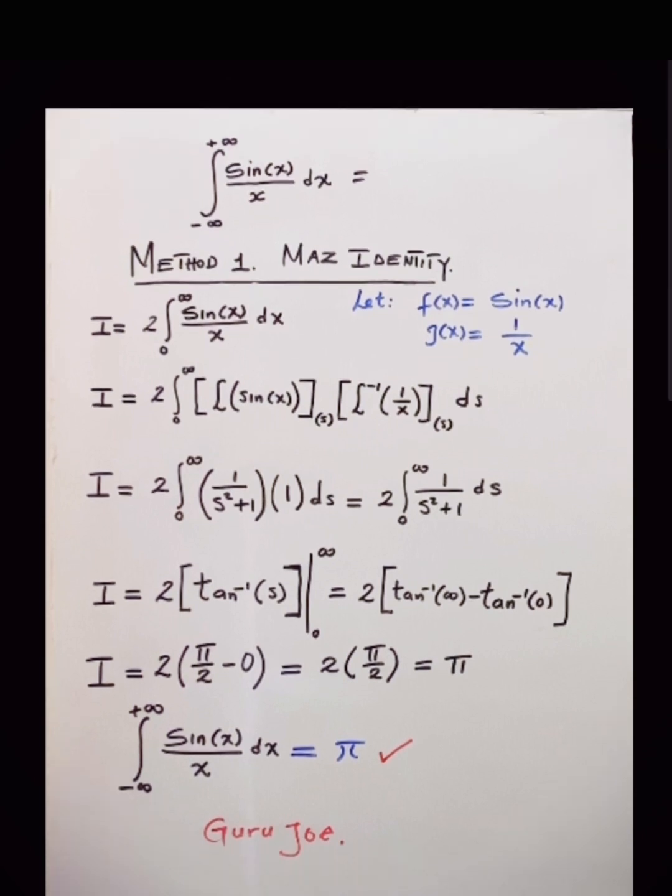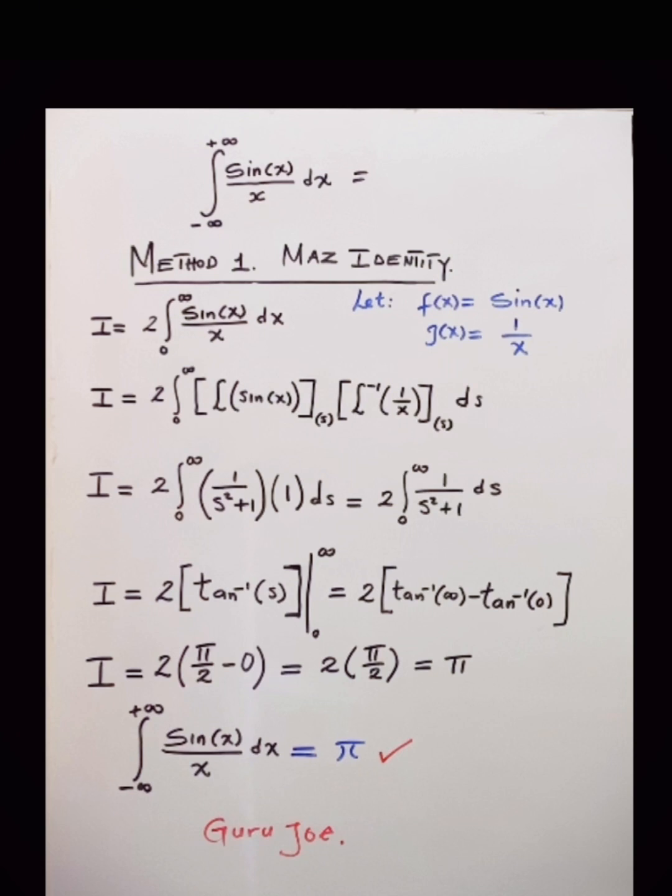Now, applying the MAZ identity, we can let f of x equal sine of x, because we can find the Laplace transform of sine of x, and we'll let g of x equal 1 over x, because we can find the inverse Laplace transform of g of x. So our integral is equal to 2 times the integral from 0 to infinity of the Laplace transform of sine of x times the inverse Laplace transform of 1 over x ds.